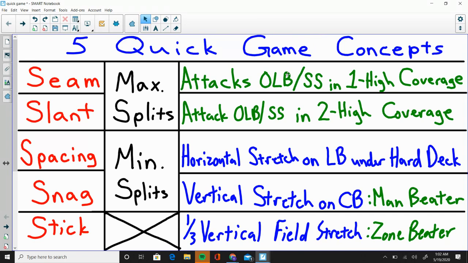It initially attacks the edge defender in a 1 high coverage. The thing about these 5 quick game concepts is they all kind of protect each other. So when we get into the next video and we see slant, that's a concept that we're more likely to apply into a 2 high coverage. Honestly, you can run all these concepts against any type of coverage, but we're looking for ideal situations where we can identify the best way to isolate a defender and attack him. And that's what we're looking to do with our quick game. On the next video, we'll get into slant and talk about that.